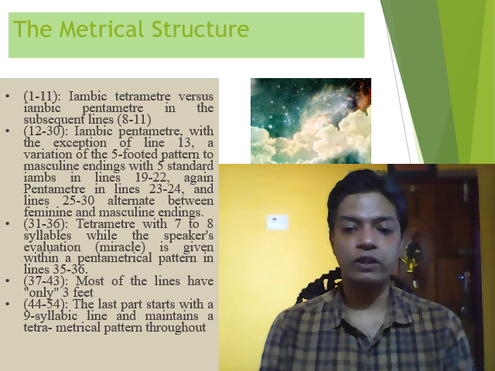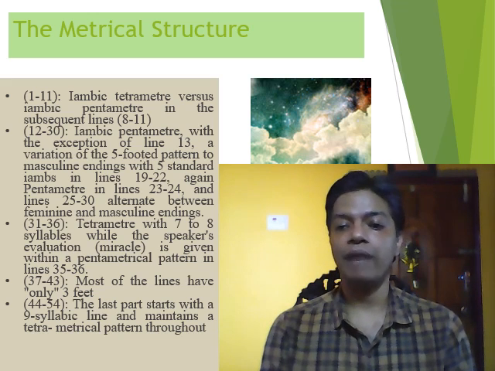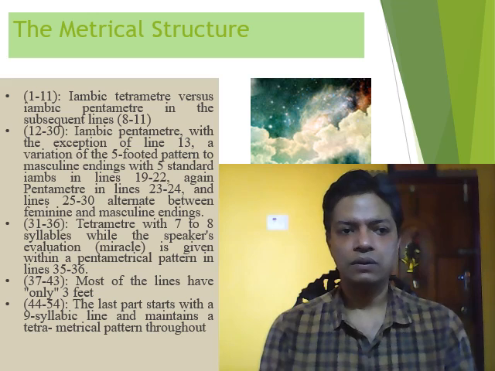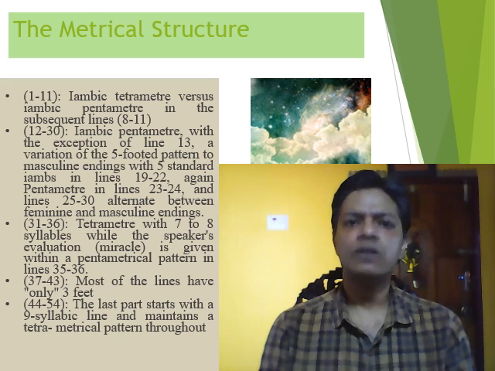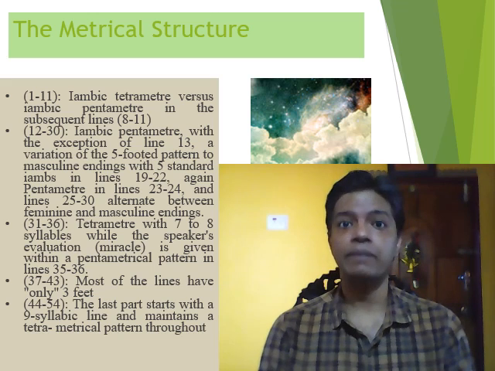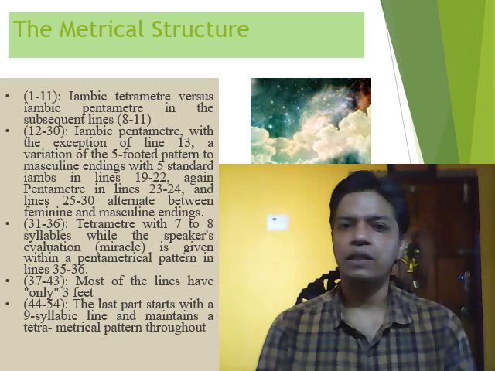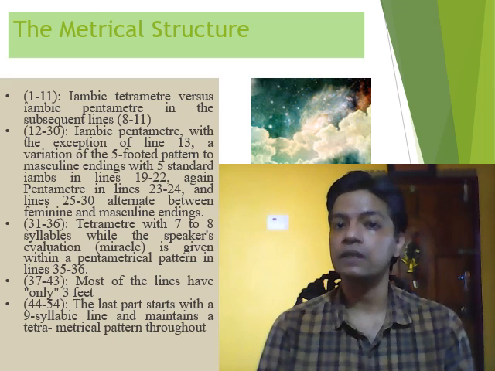In lines 37 to 43, we have most of the lines only having 3 feet, and from line 44 to 54, the last part of the poem, we have 9 syllabic lines that maintain a tetrametrical pattern throughout. Thus this metrical structure is highly contrived, innovative, and is not fragmentary, not just a product of a reverie, an opium dream, but a conscious task of poetry. And through this craftsmanship in the metrical structure, Coleridge has once again proved that there is an essential difference between poetry and prose, because poetry is metrically composed.